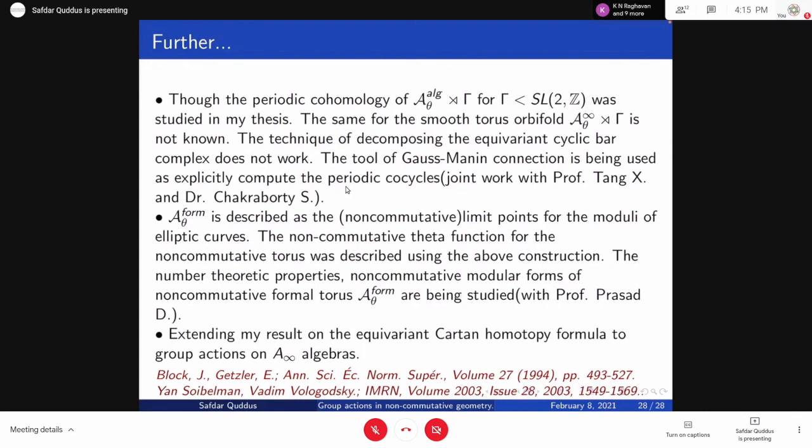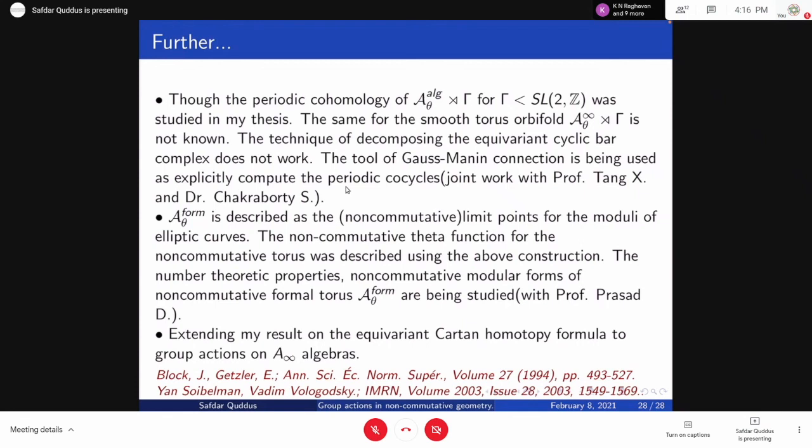So using partially that technique and also a tool of Gauss-Manin connection, we are trying to understand the explicit cocycles, the periodic cyclic cocycles, of the cross product of the smooth non-commutative torus with the finite subgroups of SL2Z, and this is a joint work with Professor Shang Tang and Sai Chakraborty. And also we have a formal non-commutative torus, which is, as I told, different from the algebraic torus and smooth torus.